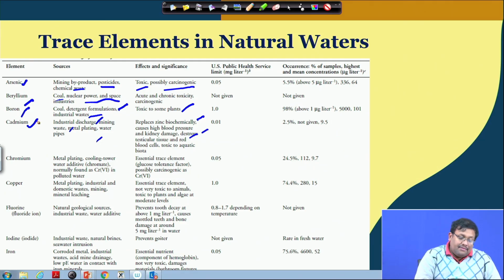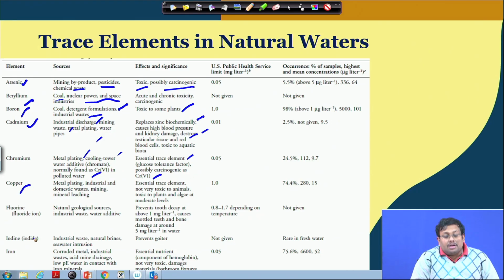Chromium can be found in metal plating and as a cooling tower water additive, or chromate, and is normally found as chromium 6 in polluted water. It is also an essential trace element because it produces the glucose tolerance factor. However, Cr6 is considered a possible carcinogen. And then copper is also found in metal plating, industrial and domestic wastes, mining and natural mineral leaching. It is an important essential trace element, not very toxic to animals, but toxic to plants and algae at moderate levels.